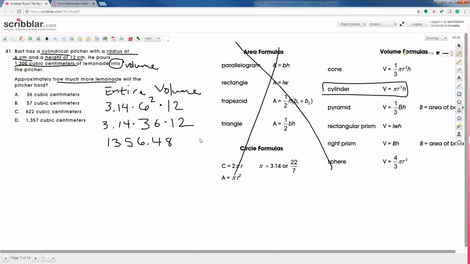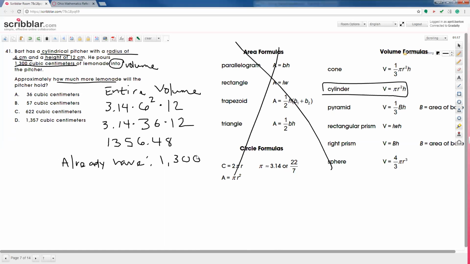So again, we know that's not the answer because it said approximately how much more. They did include it. Answer choice D is that number rounded, but it doesn't answer the question. This is the entire volume, and we already have 1,300 cubic centimeters. They told us that in the question. There's no other way to know that unless they give you the information of how much you already have, or give you a way to find how much you already have.